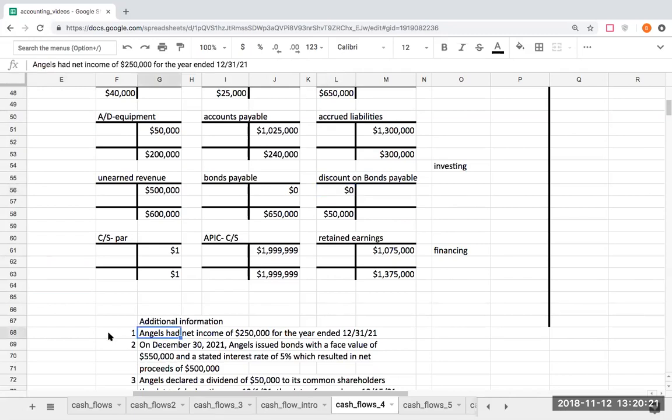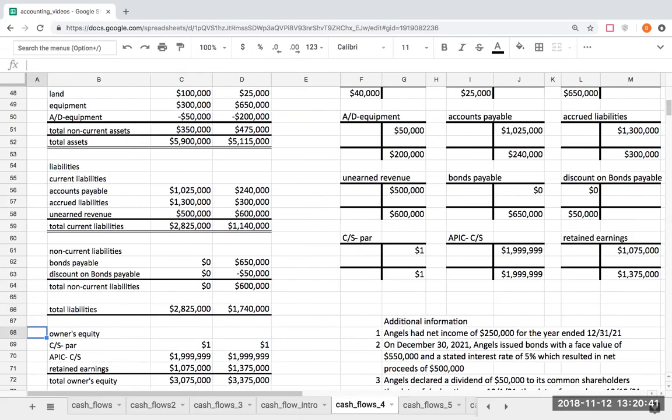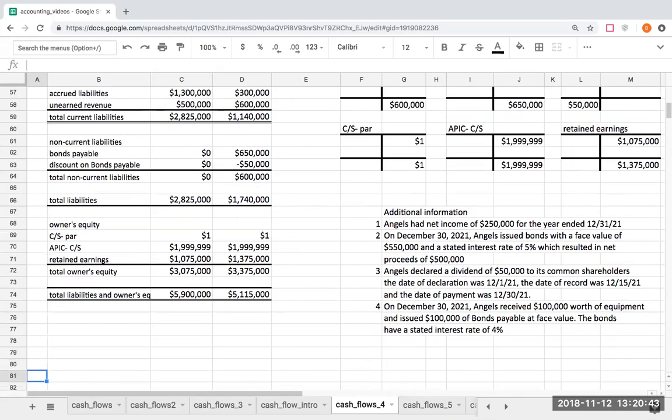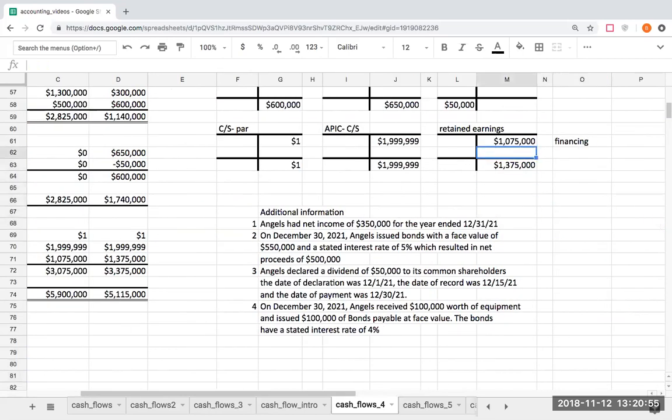So Angels had net income of $250,000 for the year ended December 31st, 2021. And hold on. Let me just check something real quick. I think I may have screwed that up. I believe it should be net income of $350,000. There we go. Okay. So Angels had net income of $350,000 for the year ended December 31st, 2021.